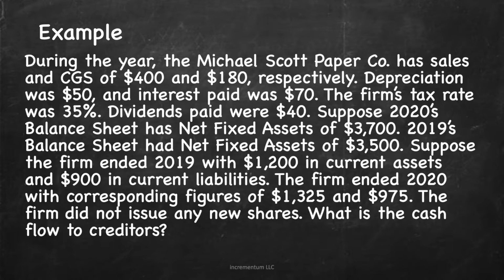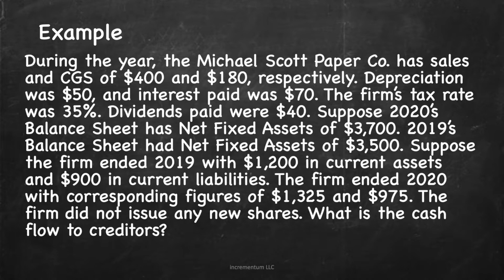During the year, the Michael Scott Paper Company has sales and cost of goods sold of $400 and $180 respectively. Depreciation was $50 and interest paid was $70. The firm's tax rate was 35%. Dividends paid were $40. Suppose 2020's balance sheet has net fixed assets of $3,700. 2019's balance sheet has net fixed assets of $3,500. Suppose the firm ended 2019 with $1,200 in current assets and $900 in current liabilities. The firm ended 2020 with corresponding figures of $1,325 and $975. The firm did not issue any new shares.